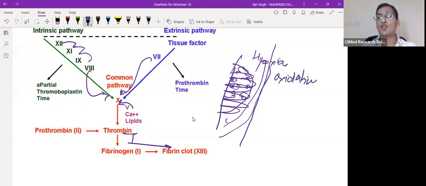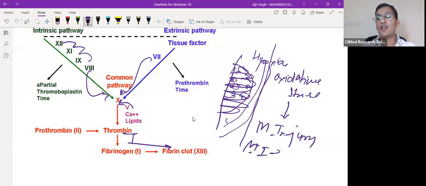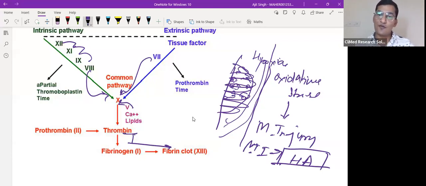Understand this: hypoxia is creating oxidative stress, and oxidative stress is causing myocardial injury, that is myocardial infarction also, and that is called a heart attack. This is the simple process of having the heart attack. You understand? First, you understand the entire cascade of clot formation, right? Clot formation is done.